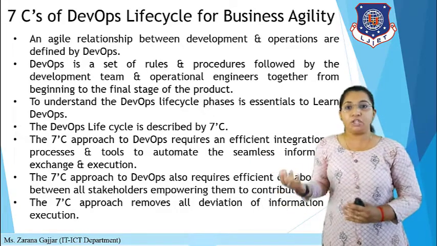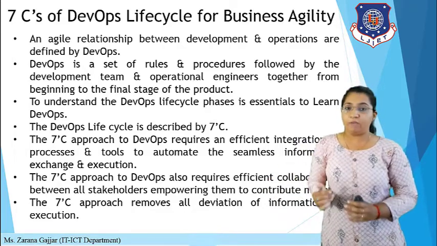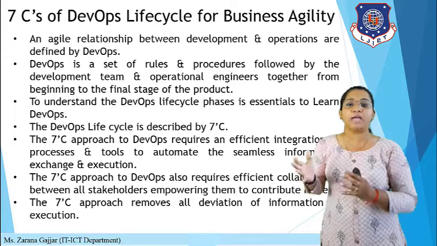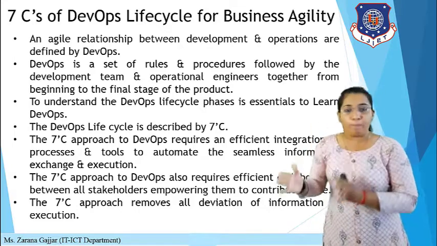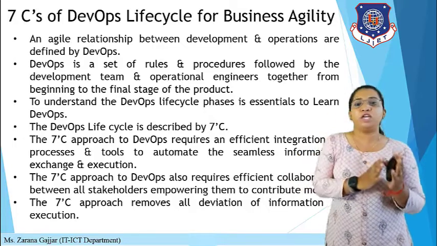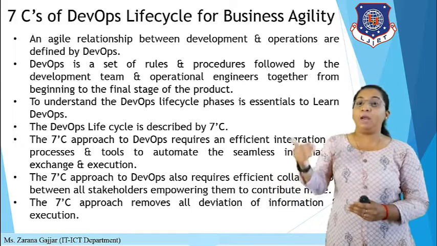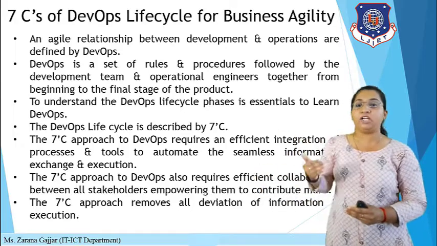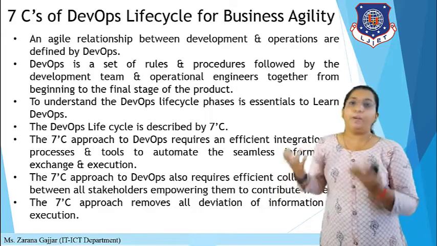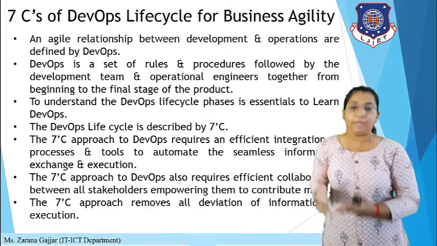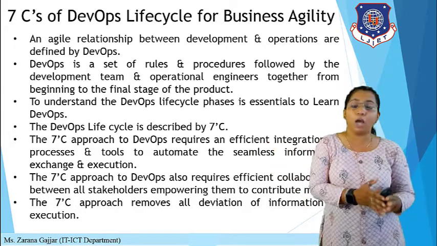An agile relationship between development and operations is defined by DevOps, which we have already discussed. DevOps is basically a set of practices or principles in which the development team and operations engineers work together. So DevOps is a set of rules and procedures followed by the development team and operational engineers together from the beginning to the final stage of the product.